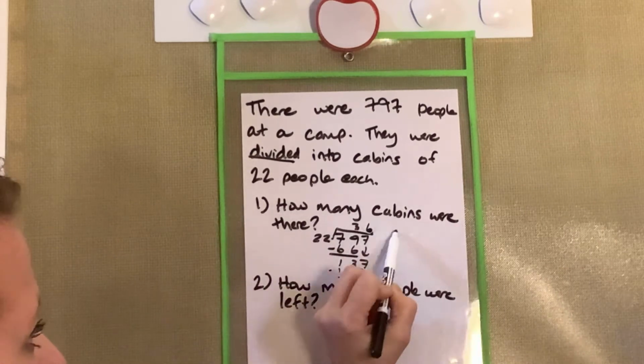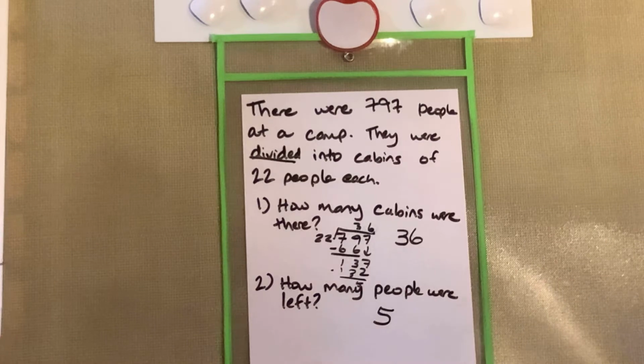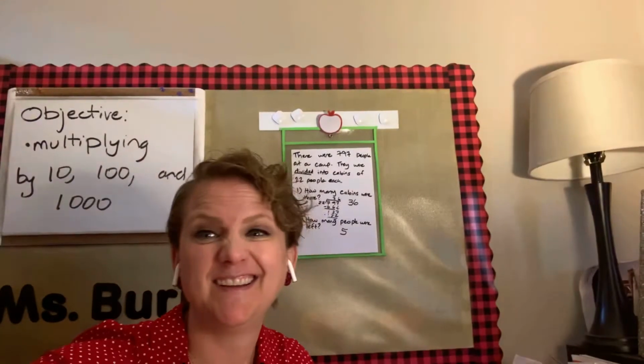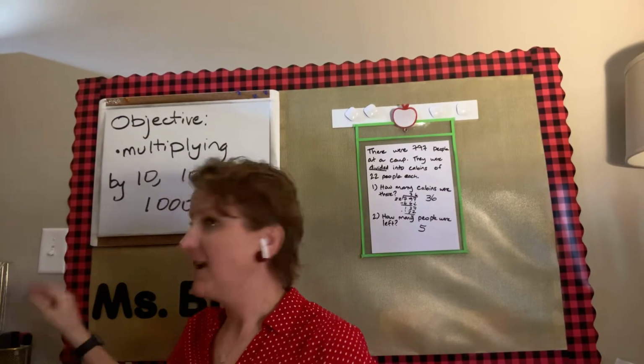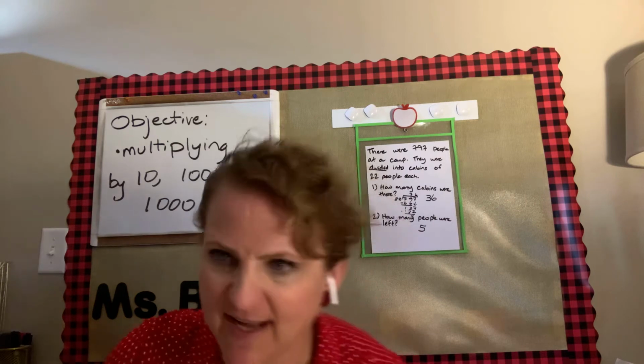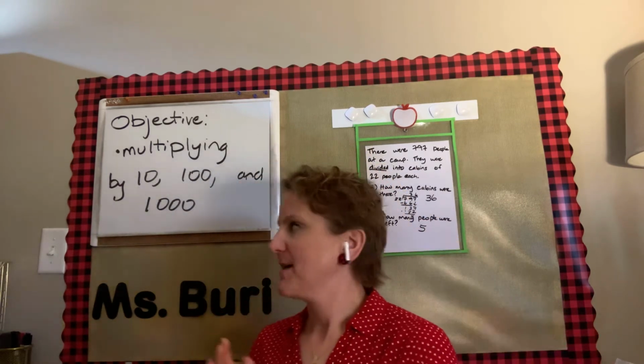So how many cabins were there? 36. How many people were left? That remainder there is how many people were left. 5. So again, how'd you do? If that was confusing, uncertain, office hours, come see us, right? Come see us and ask for help, okay? But you will definitely see a problem like that on this upcoming exam, okay?